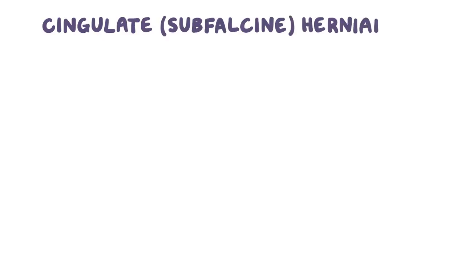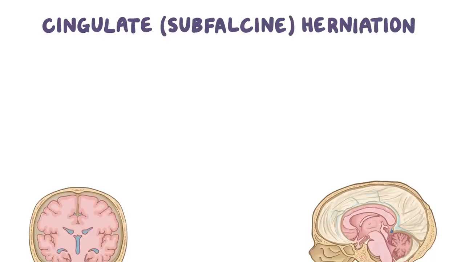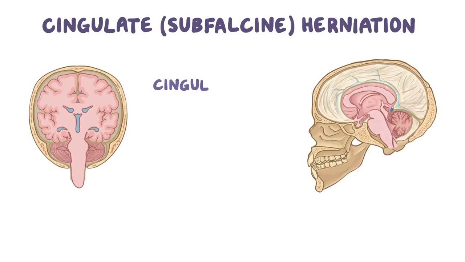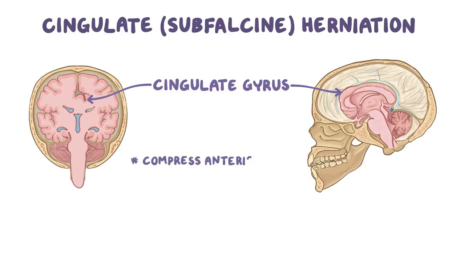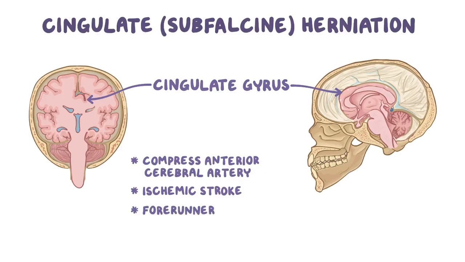The third type of supratentorial herniation is cingulate or subfalcine herniation. In this, the innermost part of the frontal lobe, called the cingulate gyrus, gets squeezed below the free edge of the falx cerebri to the opposite side of the skull. The displaced part of the brain can compress the anterior cerebral artery, and that can cause an ischemic stroke. Finally, a cingulate herniation is often a forerunner of other types of supratentorial herniation.